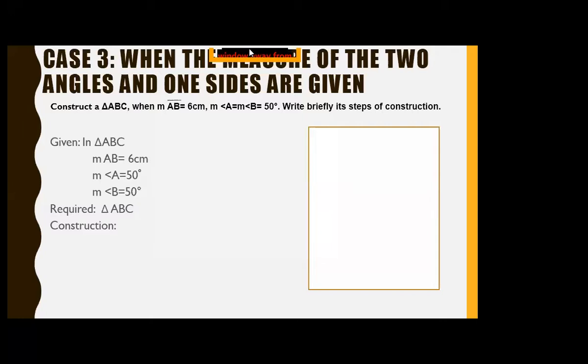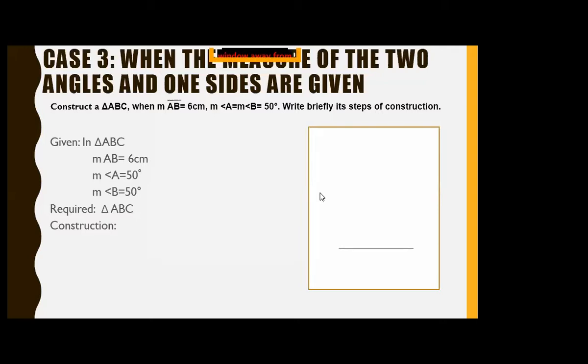Draw measurement AB is equal to 6 centimeter. First we have drawn a line segment of 6 centimeter. Dear, if I ask you the question, a line segment has how many endpoints? Two endpoints. Excellent, Jayakumar. That means you are preparing yourself for the midterm.